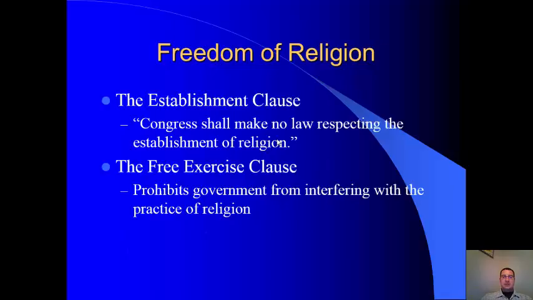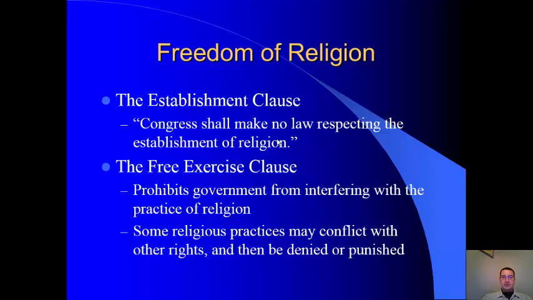We talked about this before, the Establishment Clause. Congress shall make no law respecting the establishment of religion. And the Free Exercise Clause, government can't prohibit the free exercise of religion. Some religious practices may conflict with those rights and then be denied or punished. So, for instance, I gave the example before of sacrificing animals in violation of the health codes in a certain city. You're not allowed to sacrifice animals as part of religious ceremony in violation of the health codes, or holding poisonous snakes, or smoking different forms of illegal substances.